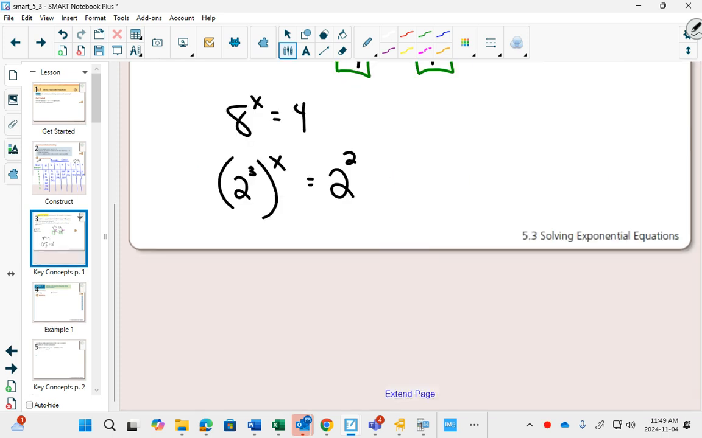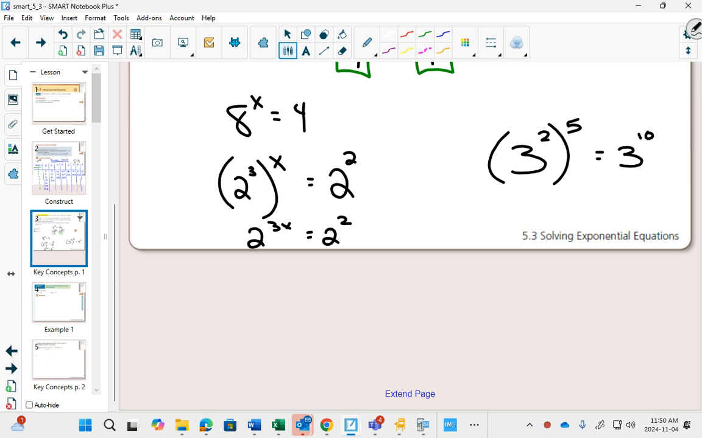Now on the left-hand side, I have my power rules from grade 9. What did you do when you had a power to a power? If I had 3 squared to the 5, this was equal to 3 to the 10. We multiply. And so if I have 2 cubed to the x, I can multiply those and just get 2 to the 3x.